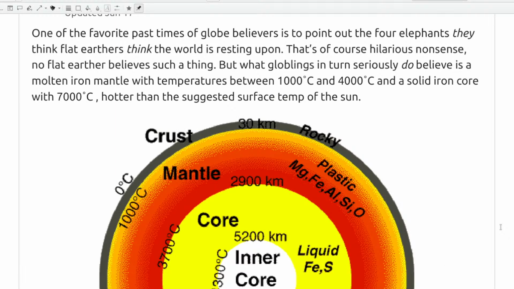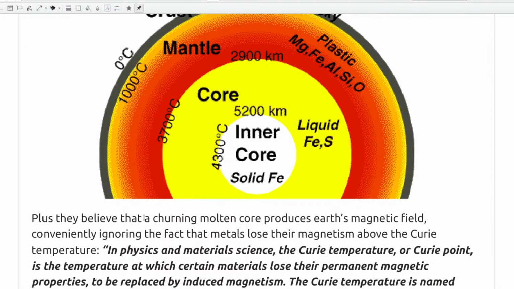One of the favorite pastimes of globe believers is to point out the 4 elephants they say flat earthers think the world is resting upon. That's, of course, hilarious nonsense. No flat earther believes such a thing. What globelings in turn seriously do believe is a molten iron mantle with temperatures between 1,000 and 4,000 degrees Celsius, and a solid iron core 1,000 degrees C hotter than the suggested surface temperature of the sun. Plus, they believe that a churning molten core produces the Earth's magnetic field, conveniently ignoring the fact that metals lose their magnetism above the Curie temperature.